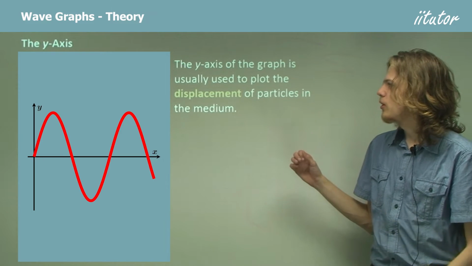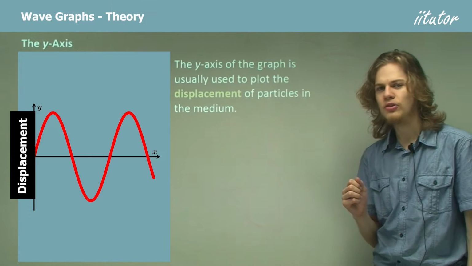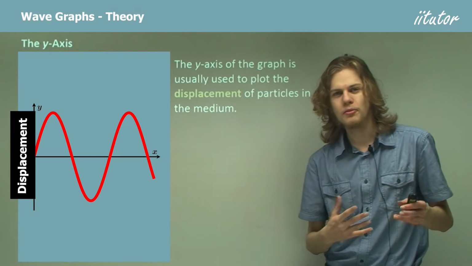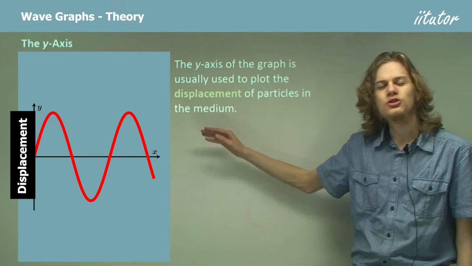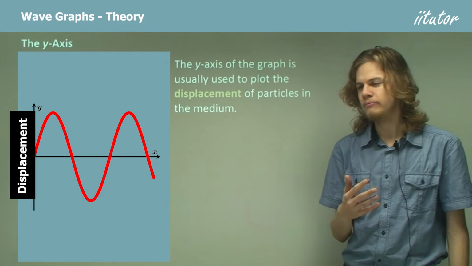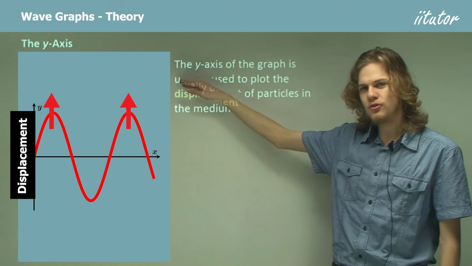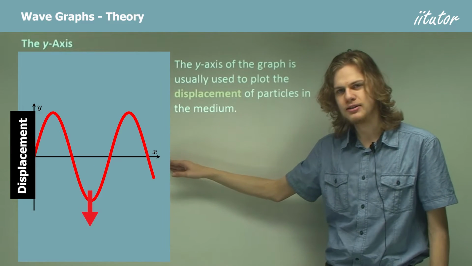Now the y-axis of the graph is usually used for the displacement of the particles. We know that in a wave, the particles get displaced, they vibrate back and forth, and so on the y-axis we show how far it's vibrated. So this will be displaced in the positive direction, and this will be displaced in the negative direction.